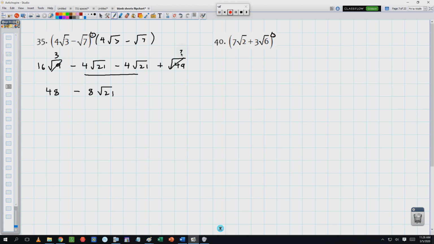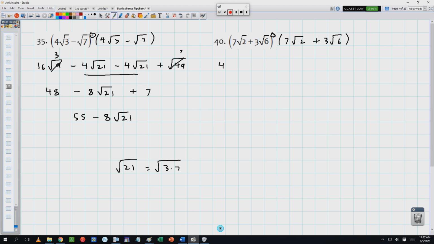The square root of 49 on the end is 7, plus 7. 48 and the plus 7, the front and the back, will make a 55 minus 8 radical 21. And we can't do anything with the 21 because the square root of 21 is a 3 and a 7. There's just not enough material there to reduce it. I'm going to write another parentheses here beside it.